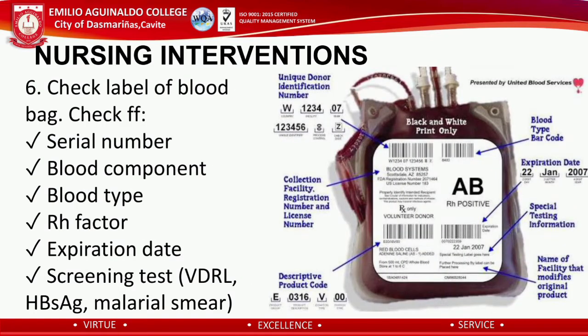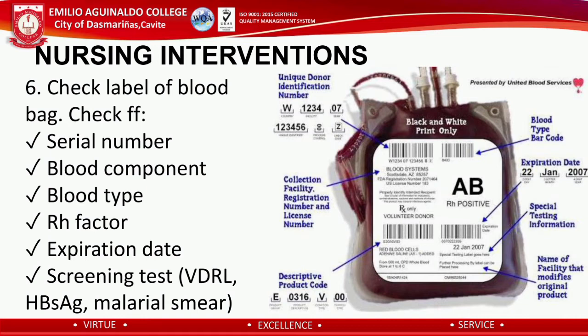Sixth is to check the label of blood transfusion such as yung nakalagay sa picture, the serial number, then the blood component katulad ng red blood cells, then blood type such as yung AB na nakalagay, RH factor which is positive, yung expiration date such as January 22, 2007.